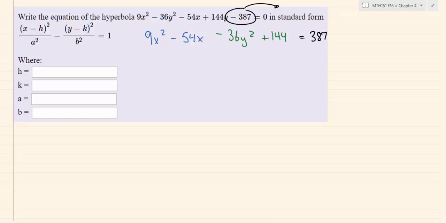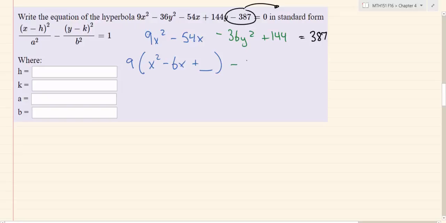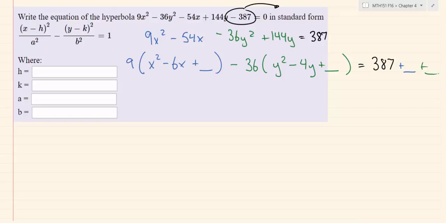So now I'm going to take those x terms and I'm going to factor out a 9. And then for the y's, I'm going to factor out a negative 36. And that's going to leave me with y squared minus, be careful of the signs, right? You're factoring out a negative 36. 36 times y squared minus, what is that, 4y plus blank equals 387 plus the blue blank plus the green blank. What goes in the blue blank?